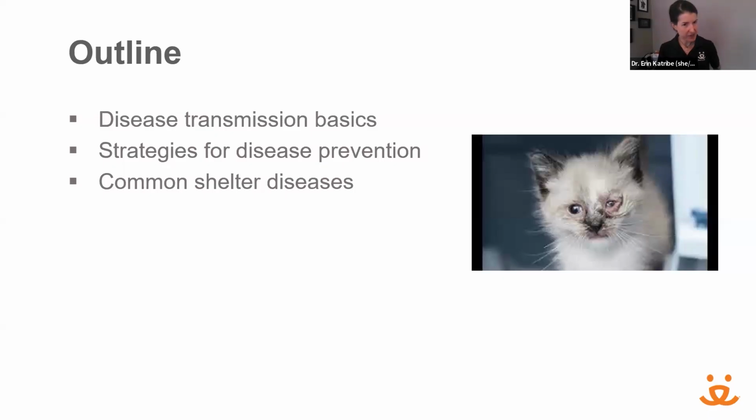This is our outline for today. So we're going to start with disease transmission basics. What I find a lot of times in the shelters that our team visits is that while folks have heard of these infectious diseases like ringworm, like parvo, shelter staff often don't have a true solid understanding of how all of those diseases might be transmitted in the shelter setting. And so we'll talk about that first. Then we'll dive into strategies for disease prevention. And then very, very briefly, we're going to go over the top shelter diseases and how these disease prevention strategies apply to those.